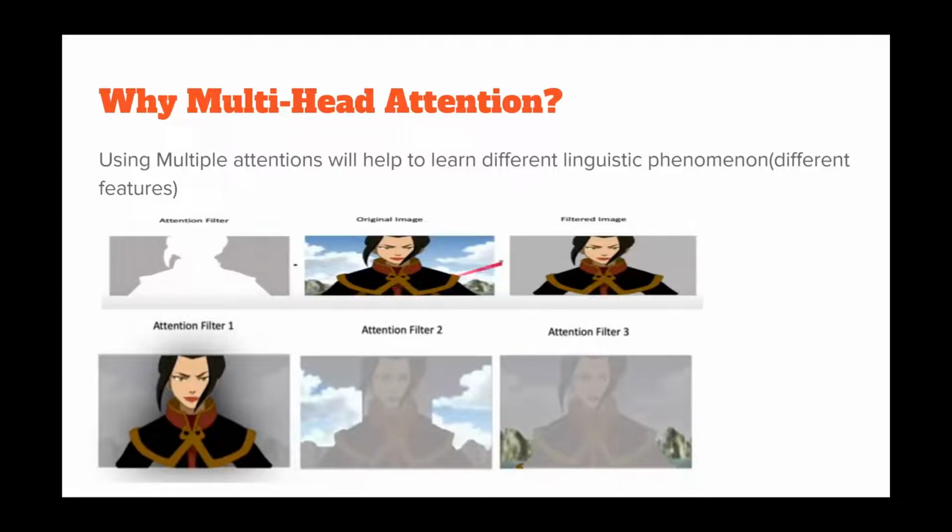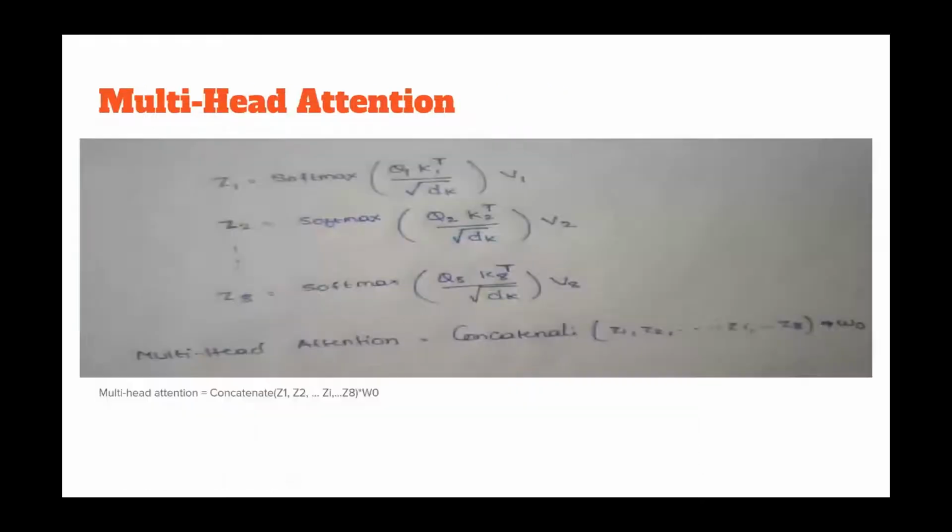Another reason is that since we do a lot of initializations for the weight matrices, sometimes there might be bad initializations. With bad initializations, the model might learn something that it should not learn, and sometimes it may not learn anything. To overcome that problem as well, the author proposed to have multiple attentions instead of just one.